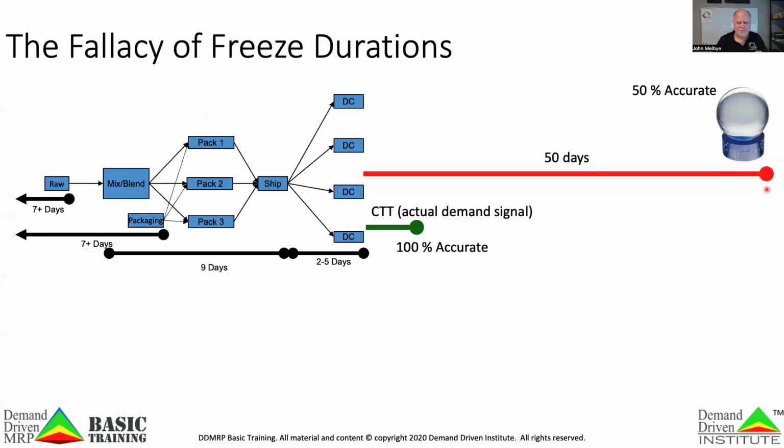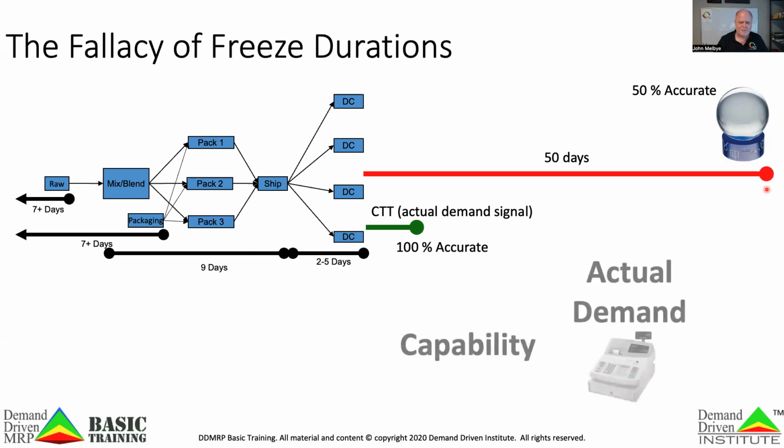So what happens? Let's look at the reality of what happens. We've got a long period of time for our production and raw materials procurement, and we're looking 50 days into the future to try and predict exactly what we need. And we've got a 50% chance of being right on that. And then we've got a much shorter window, let's call it 5 days, for the customer tolerance time, the actual demand signal. And that should be 100% accurate. Most of the time when people place an order, that order stays.